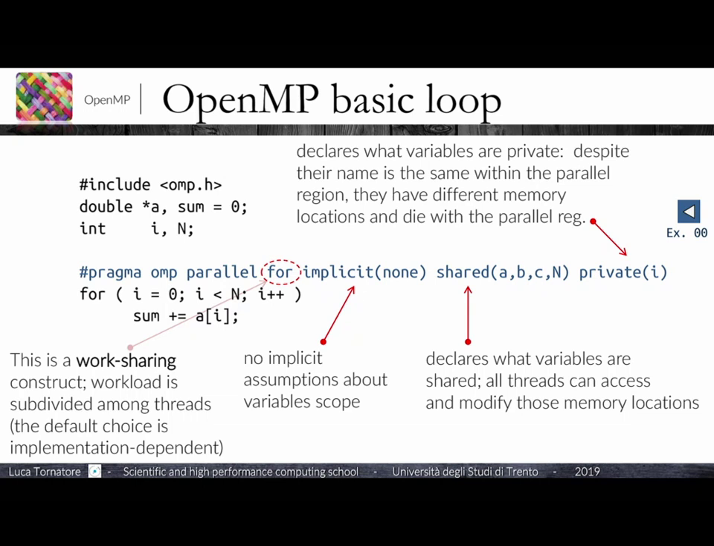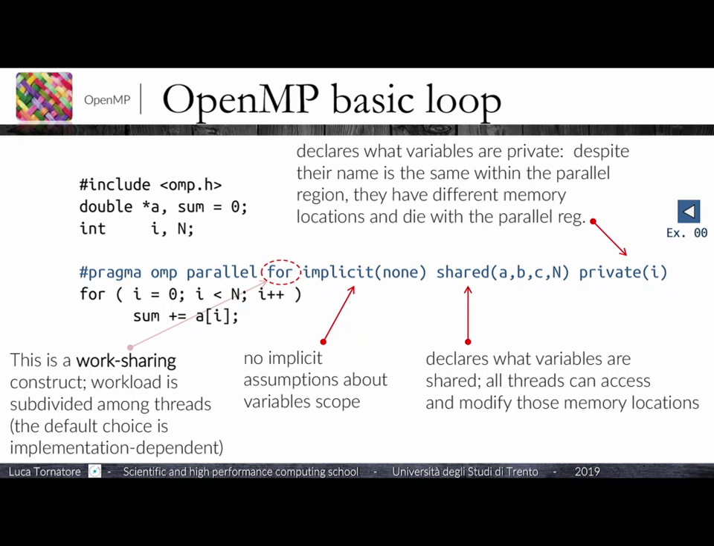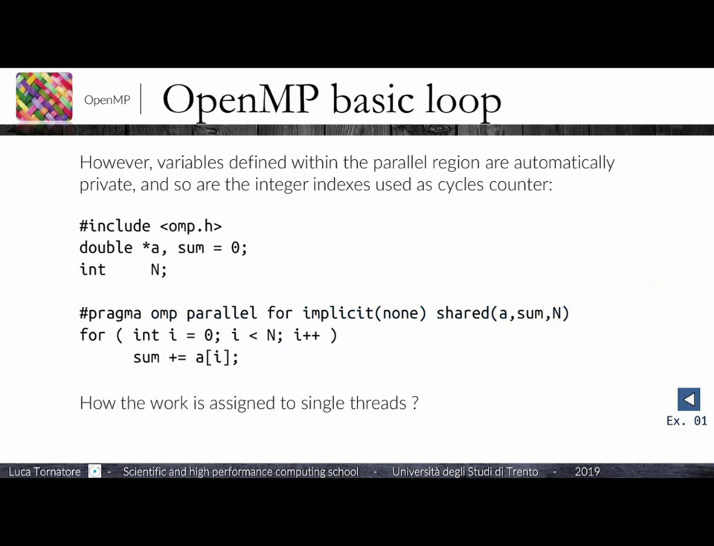Then we were here, and this was just to introduce how you can use these clauses for the parallel constructs. But actually, there is a default behavior, so that the variables defined within the parallel regions are automatically private. So we actually don't need, for instance, this private i, but we can just do something like this, okay? So it's perfectly legal. However, we should ask how the work is assigned to single threads in this construct.